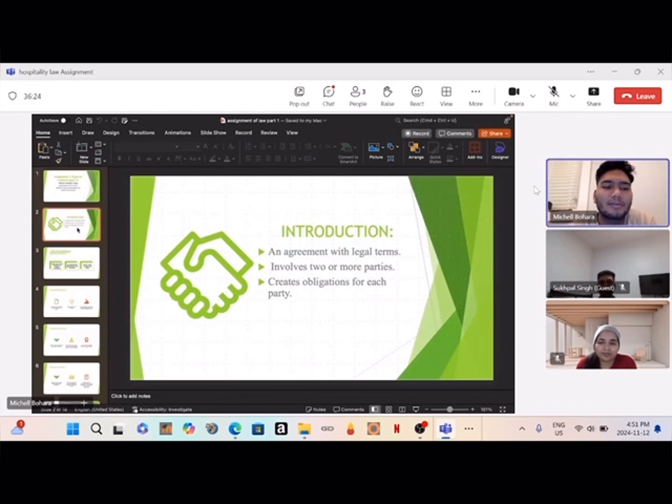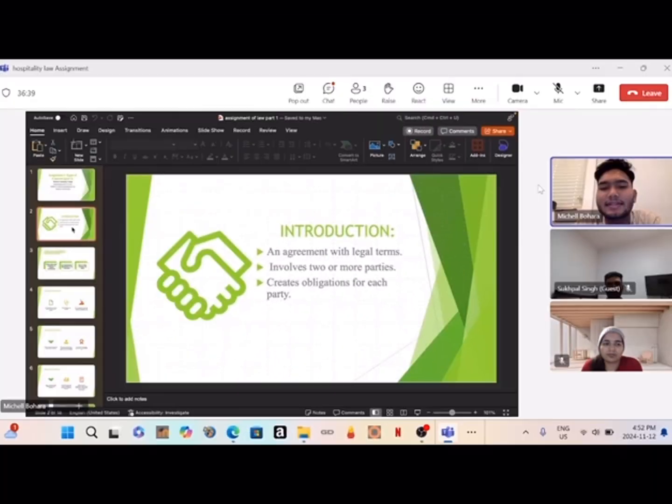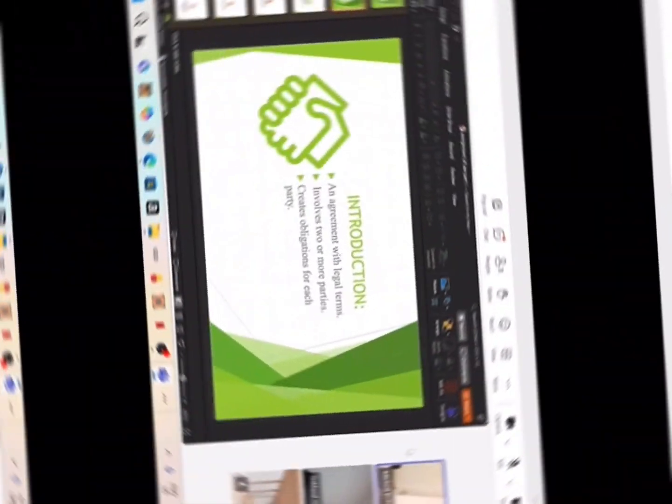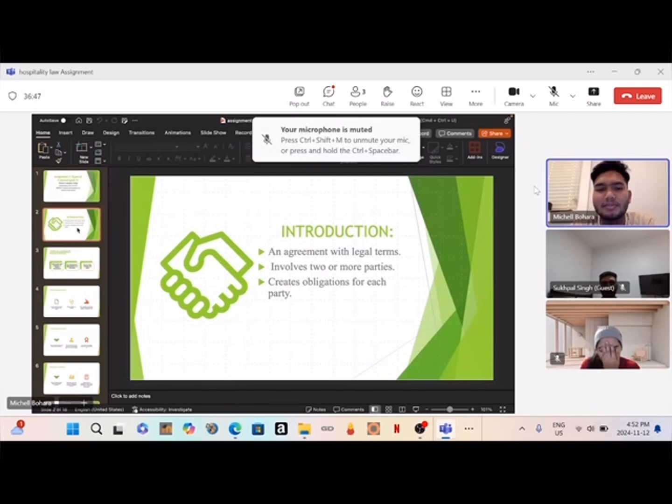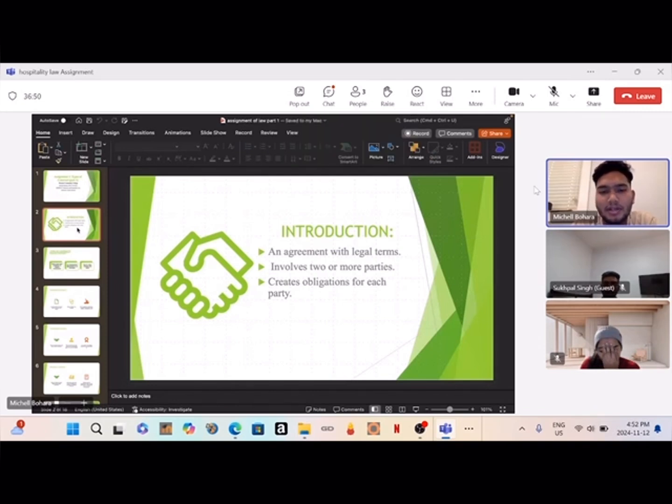We have to know what a contract is. So I am going to give you a brief introduction about the contract. A contract is a legally binding agreement between two or more parties that sets out the terms and obligations each party must follow. For a contract to be valid, it must typically include certain elements like offer, acceptance, consideration, mutual intent, capacity, and legality. If any of these elements are missing, the contract may not be enforceable in a court of law.